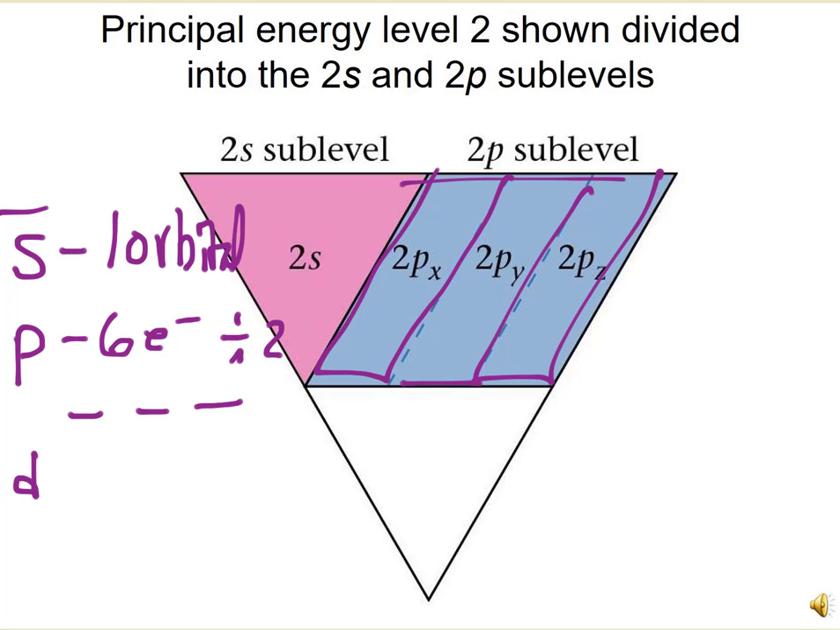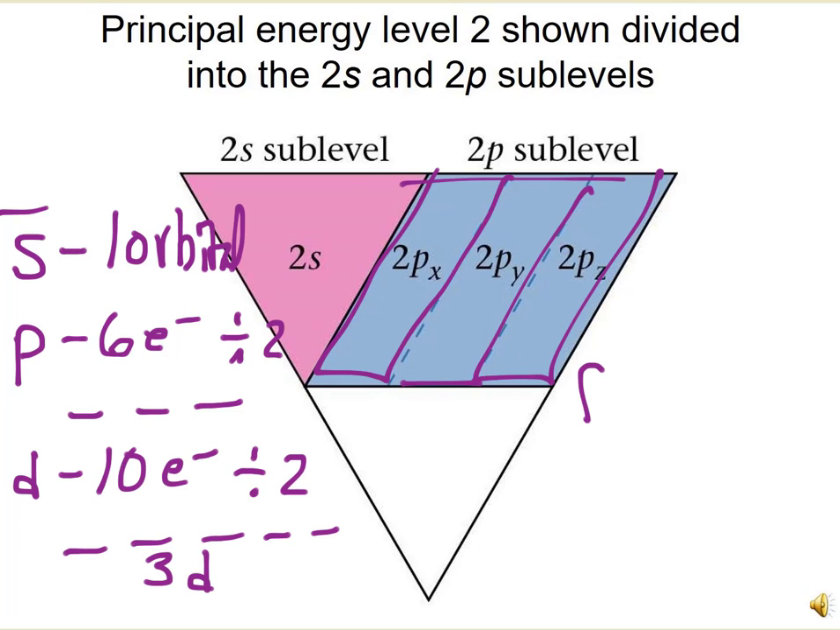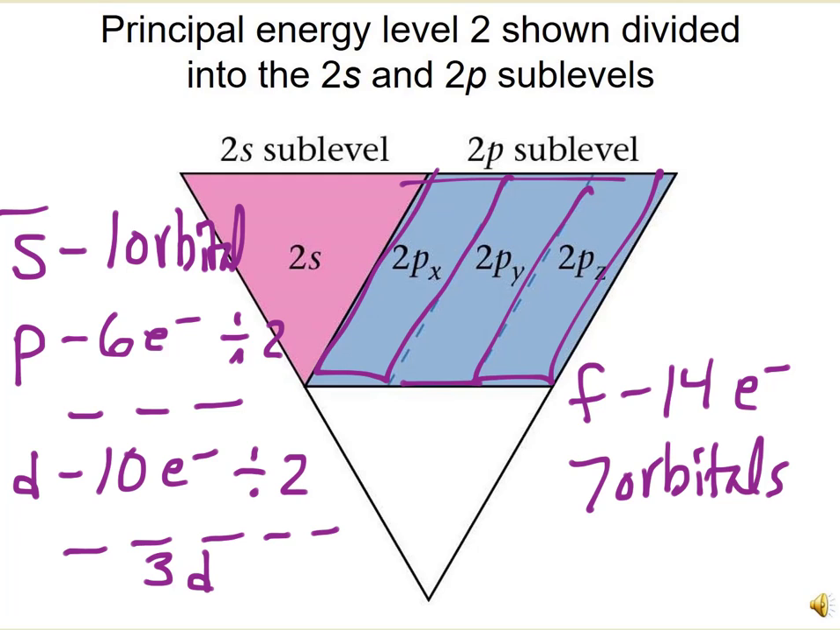And if you have a d, well, there's 10 electrons on the periodic table, and so I divide by 2, and so I would have 5 orbitals if I had a d. So let's say it's like 3d. And then if I have an f, there's 14 electrons that you can count that are f electrons on the periodic table. So divide by 2, that gives me 7. So 7 orbitals. So you can use your periodic table to figure out what these numbers are, how many orbitals there are, how many sublevels there are.